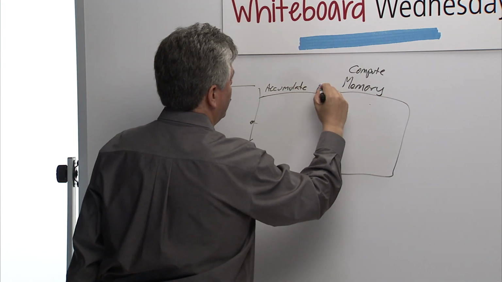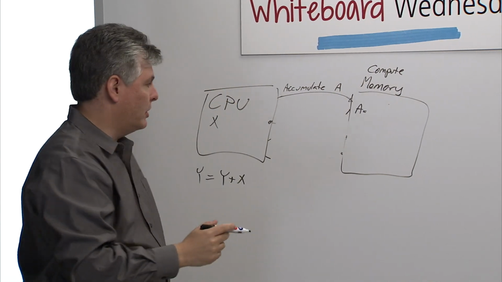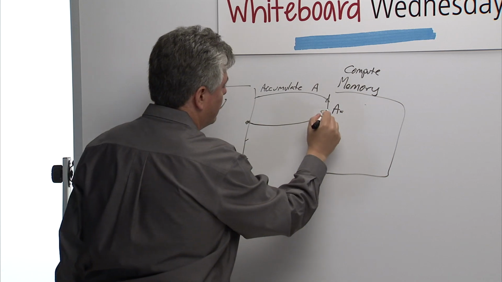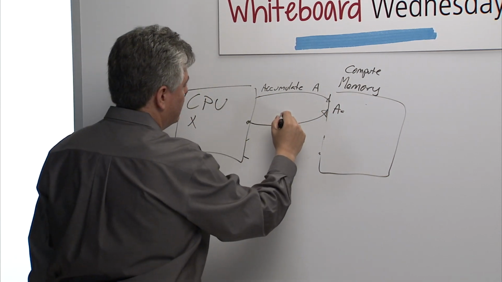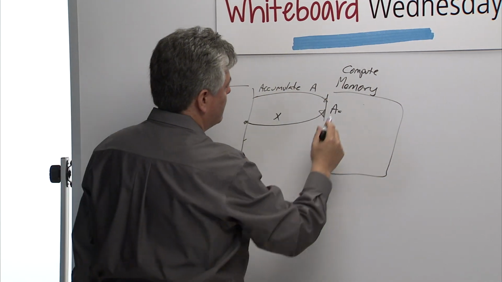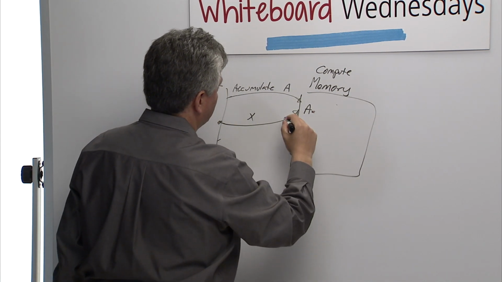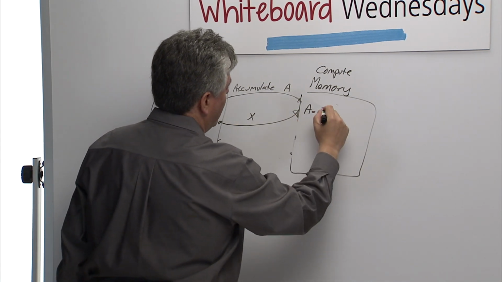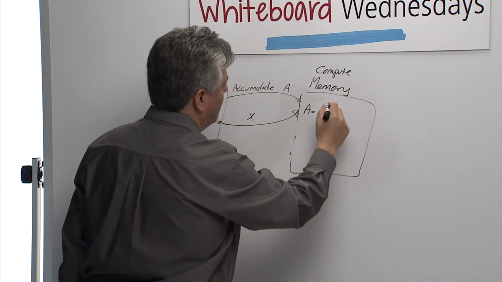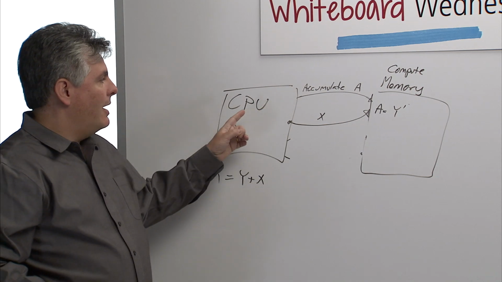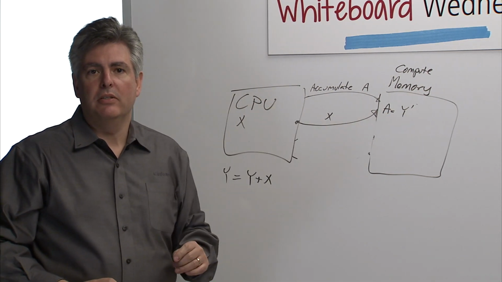We'll call that accumulate A, and I'll send the address that I want to accumulate, and then I'll send a transaction with a data value with it, which is going to be x. And then over here in this memory, it internally will do the accumulate function on x, and so I end up now with y prime in the memory, which is what I wanted. But I only had to move half as much across the bus in doing that.